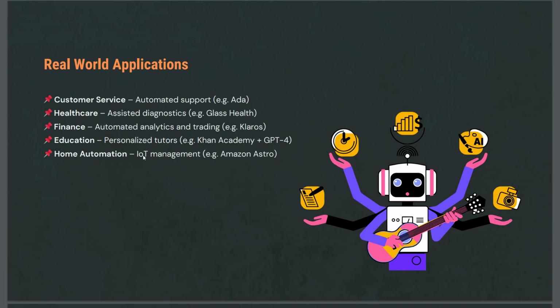For education, you can have a personalized tutor to teach you. For example, Khan Academy is very well known, many people know it. Even ChatGPT-4 is also an AI agent, we can say that. And for home automation, for example a lot of IoT stuff for management. For example, Amazon Azure is an example of a real world AI agent.